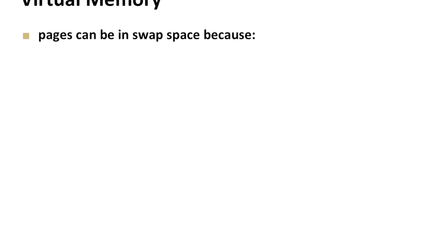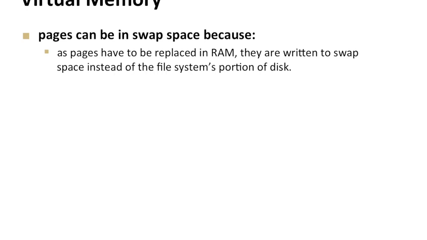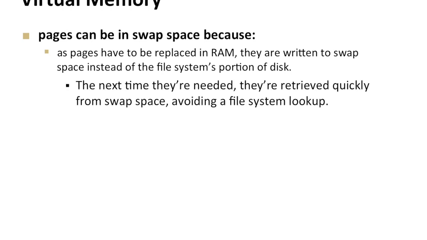We could also have pages swapped because as we are running, we run out of space in RAM. And if we run out of space in RAM, we need to write things out to disk somewhere to hold on to that information. So the next time they're needed, we can quickly get them from the backing store and bring them into the system.